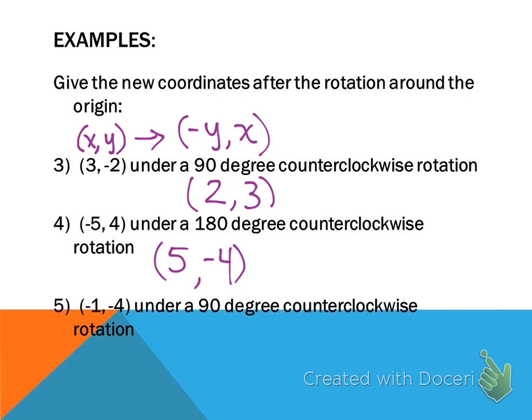And on number 5, we've got -1, -4 under a 90-degree counterclockwise rotation. So that's like example 3. The y is going to change signs and move to the front. So what does it become? A +4, and the x just stays the same and moves to the back. -1.